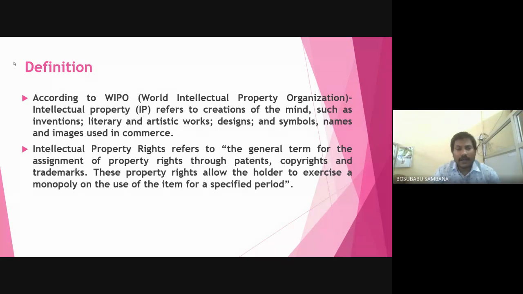According to WIPO, IP refers to creations of the mind, such as inventions, literary and artistic works, designs, symbols, names, and images used in commerce. Intellectual property rights is the general term for the assignment of property rights through patents, copyrights, and trademarks. These rights allow the holder to exercise a monopoly on the use of the item for a specific period, like the granting duration of 20 years, and 10 years for design patents.